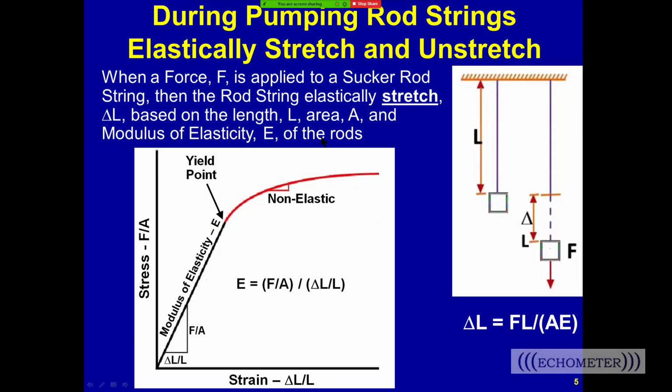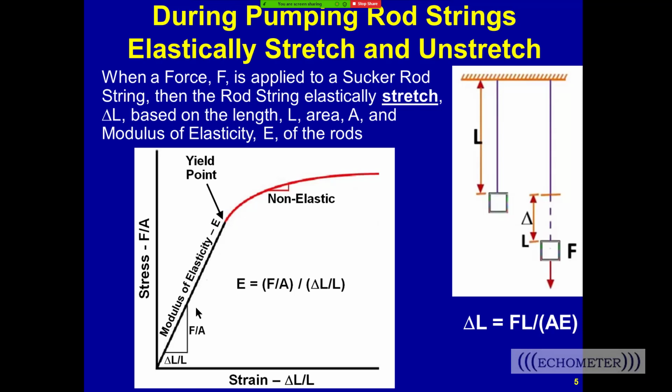Now this is a plot trying to relate the stretch of the rods to the modulus of elasticity. When you look at a typical plot of stress versus strain, the stress is usually the force acting on the rods divided by the area, and the strain is the change in length over the length of the rods. And the modulus of elasticity is a ratio of the stress divided by the strain, and that's the slope of this line. That's a property of the rods, so a property of the material.